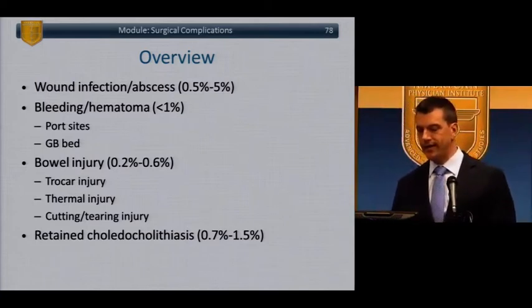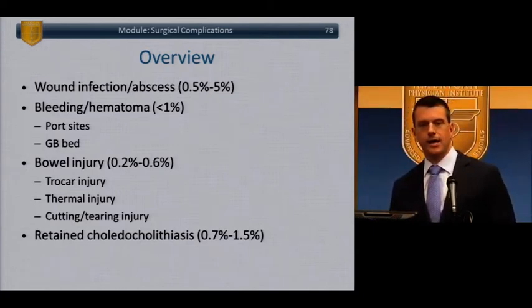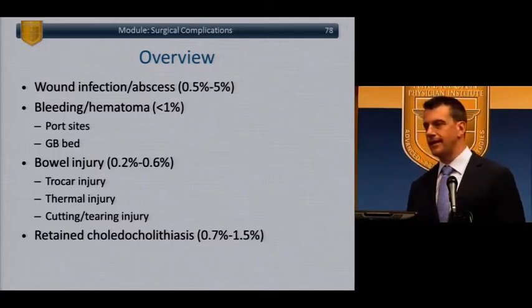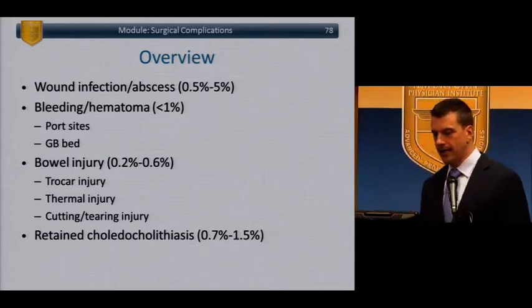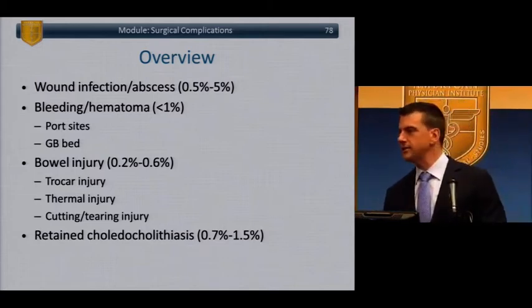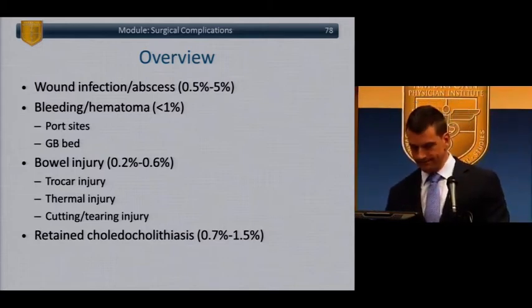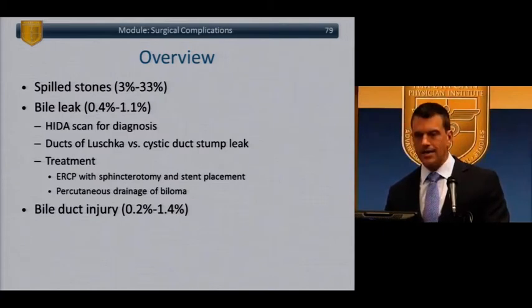Bowel injury related to either the trocar, thermal injuries, especially if the duodenum is very close to the gallbladder, and also cutting and tearing injury related to pulling or manipulating either the colon or the duodenum to get it off a highly infected gallbladder. Retained choledocholithiasis occurs in about 1% of the patients. Spilled stones can occur in up to a third of patients.